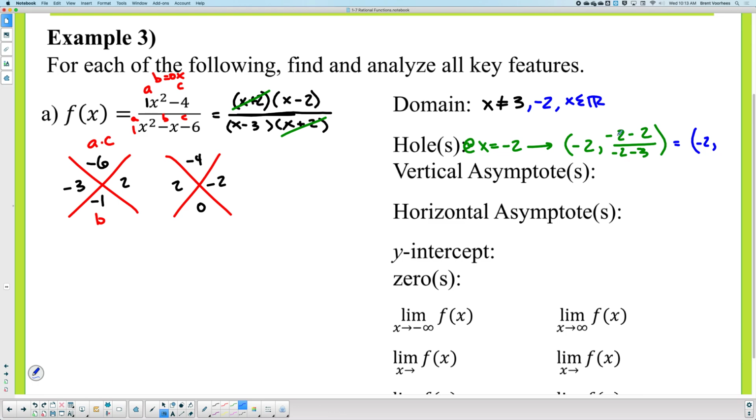What is negative 2 minus 2? It's not 0. Negative 4. And what's negative 2 minus 3? Negative 5. What's negative 4 divided by negative 5? Let's just make it positive 4/5, or you could do it as 0.8. That would be the hole right there.